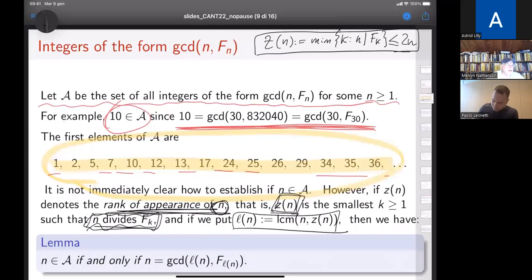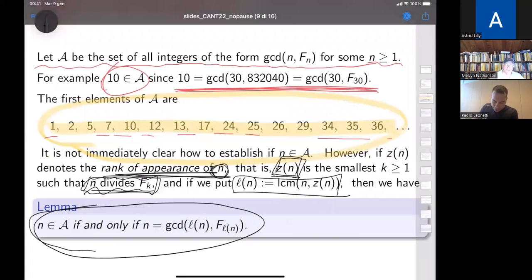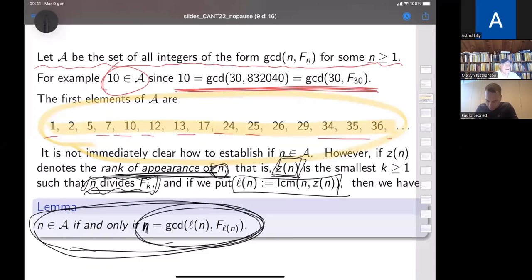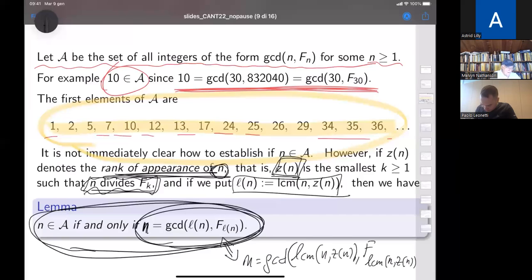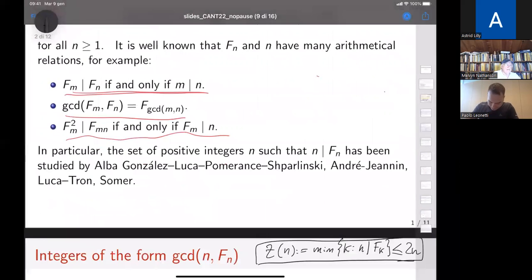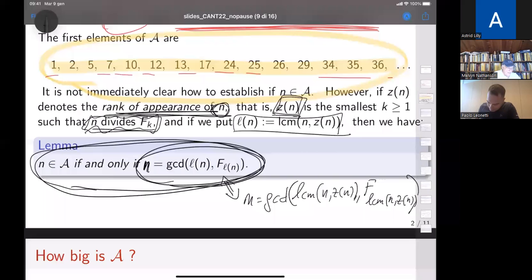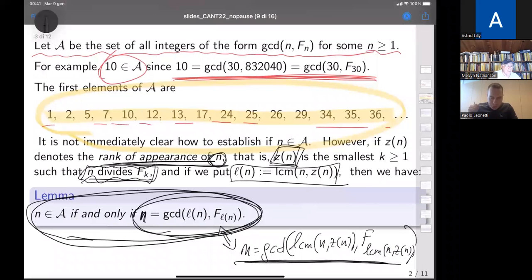Now the criterion is that an integer n belongs to our set calligraphic K, so it can be expressed as the greatest common divisor between an integer and the Fibonacci number with the same index, if and only if this number n is the greatest common divisor between L of n and F of L of n. So if we want to write it explicitly, if and only if n is equal to the greatest common divisor between the least common multiple of n and zeta of n and the Fibonacci number with the same index. Now, this just gives us a criterion to check directly whether an integer is inside calligraphic K or not.